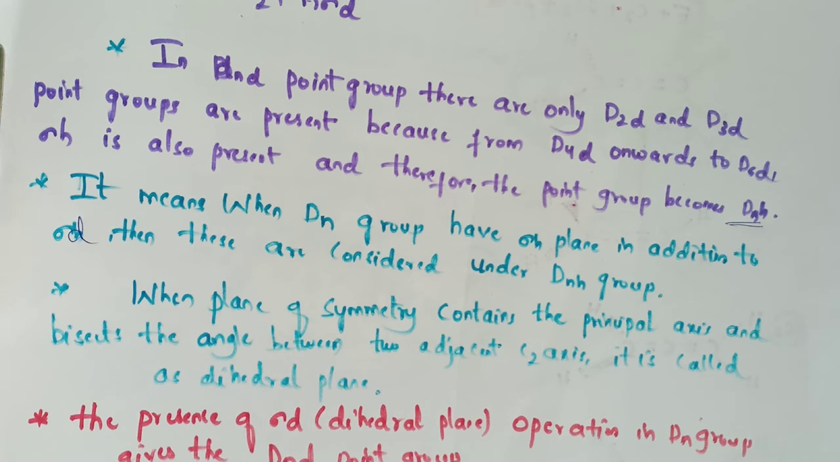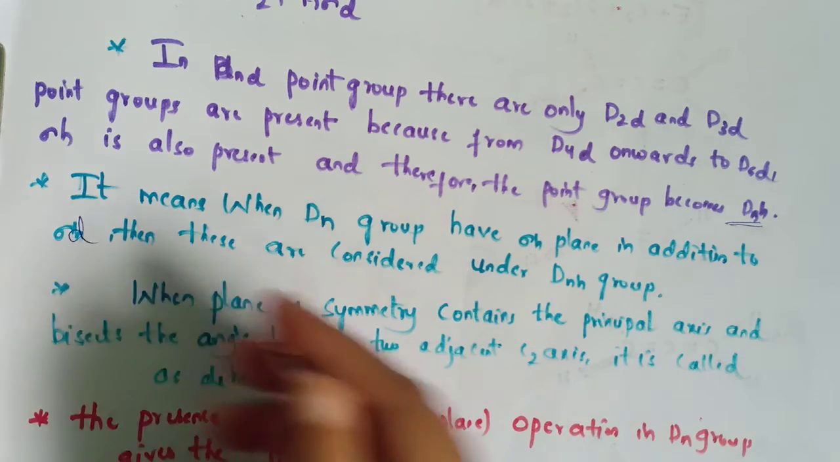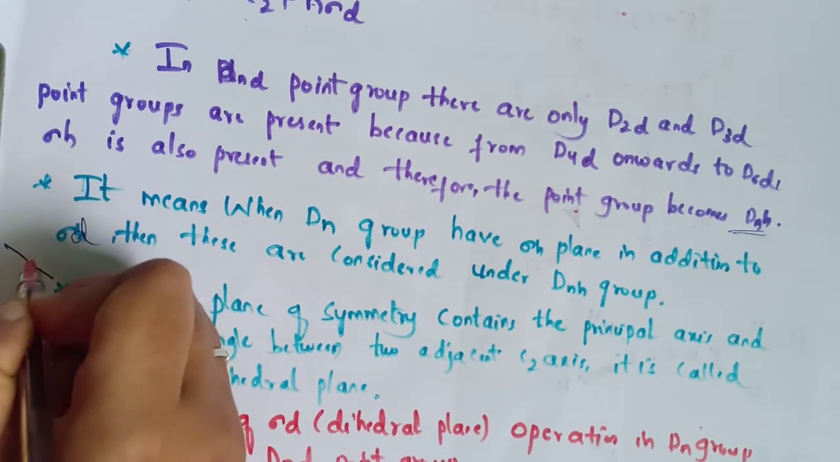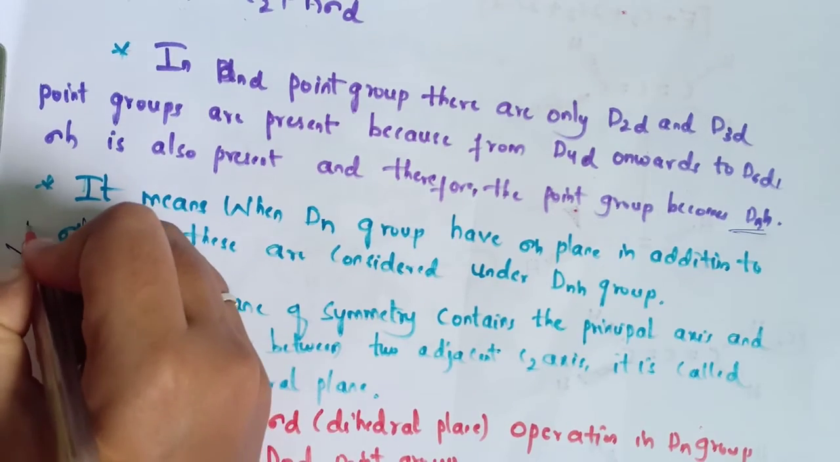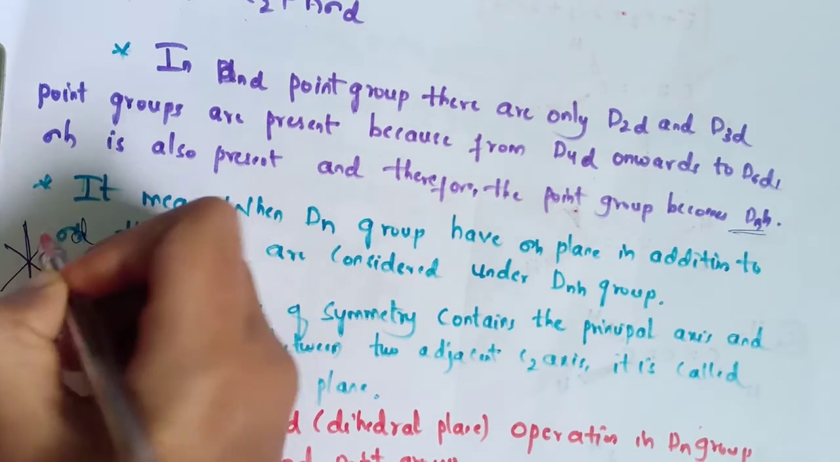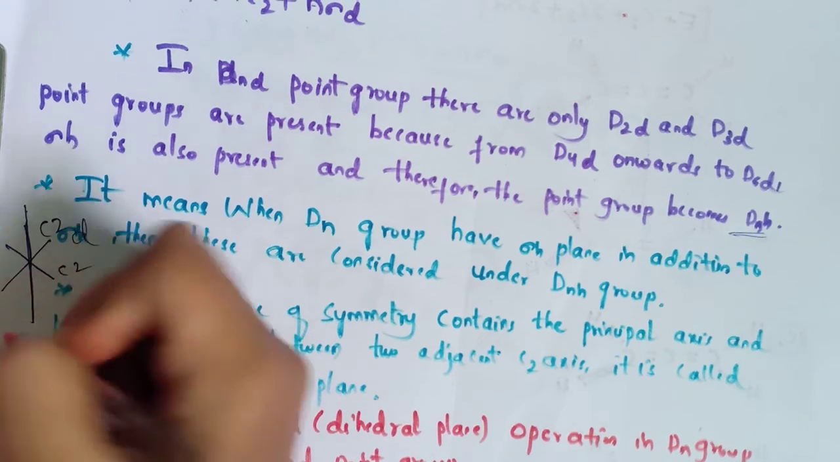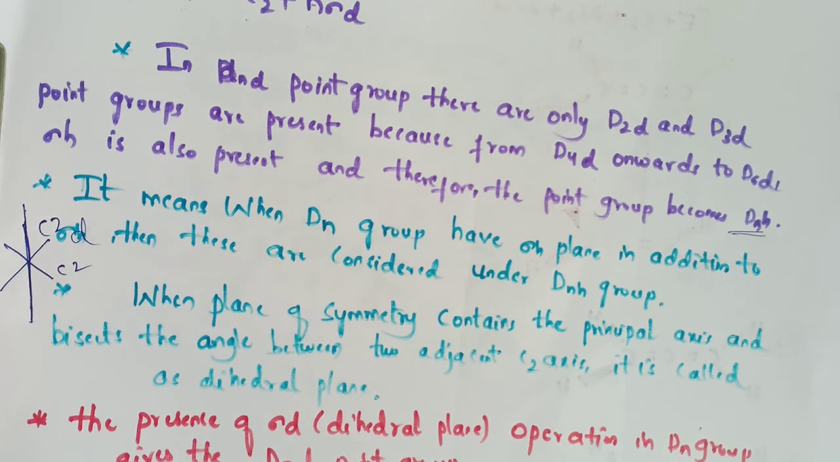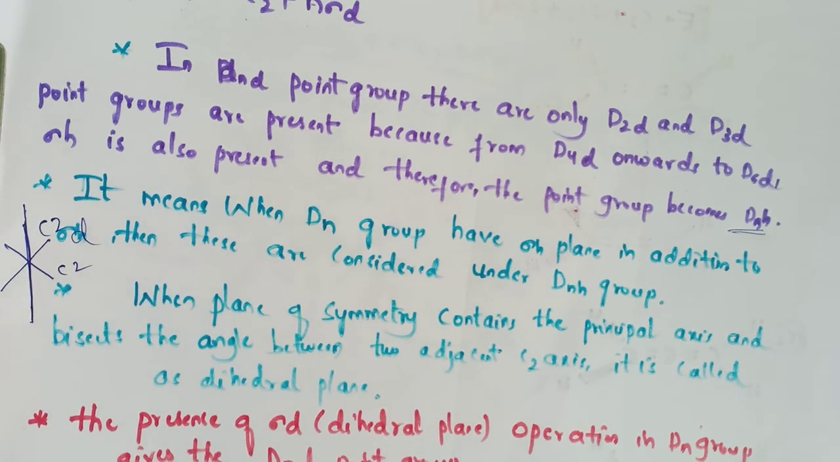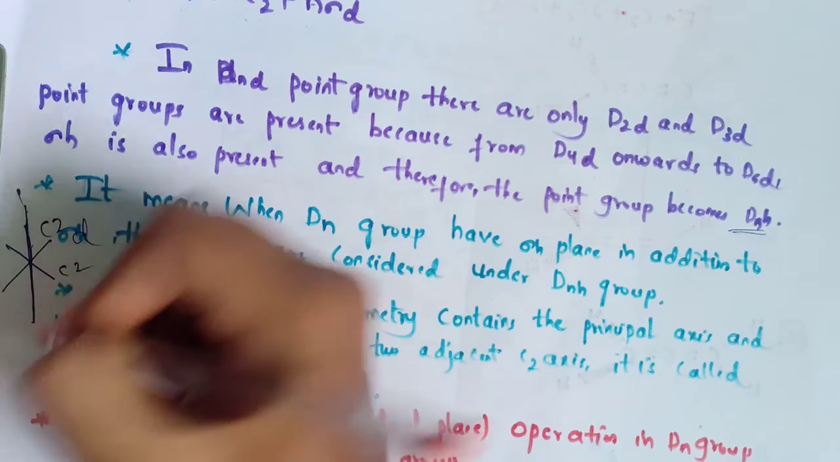So please watch that video before watching this: dihedral point groups, that is the DnD point groups. Now see here, if these are the two C2 axes, and an angle bisects them, it is a bisecting plane. If it is a C2 and a C2, and an angle bisects like this, this plane will become a dihedral plane.